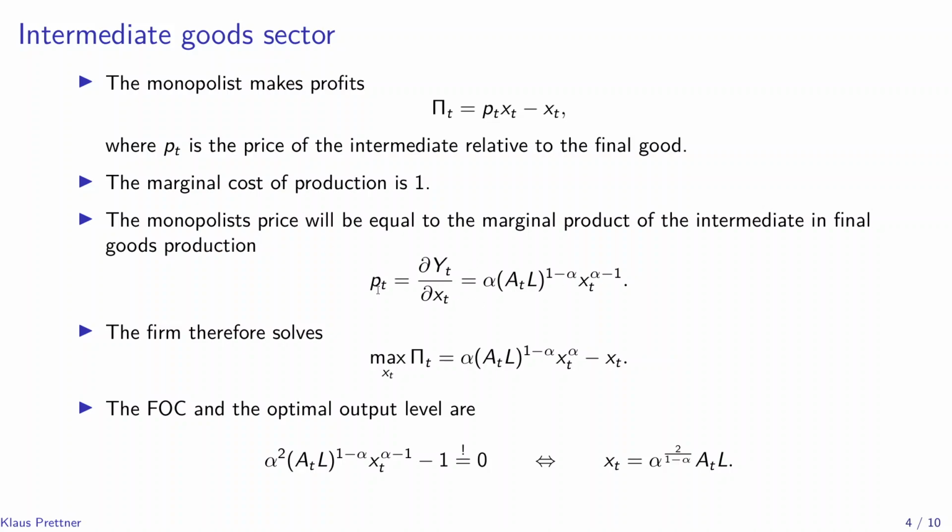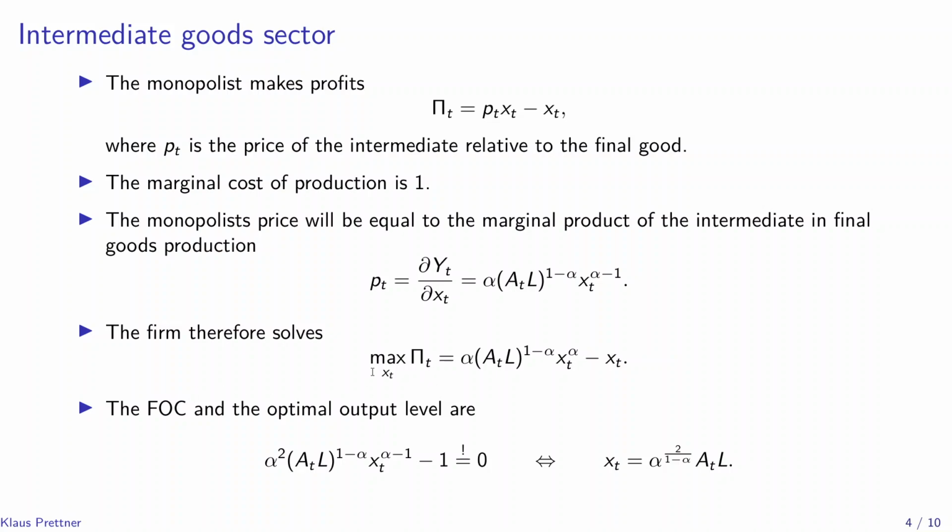So we can plug in this price into this function and get the profit function afterwards, where we see that the price is multiplied by x_t. So the x_t here, the exponent minus 1, drops out because we multiplied by x_t. So we have x_t to the power of alpha minus x_t here. And that's the profit function that the intermediate goods producer, the monopolist, maximizes.